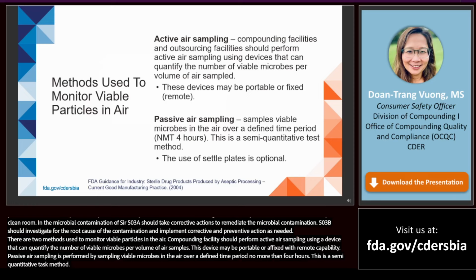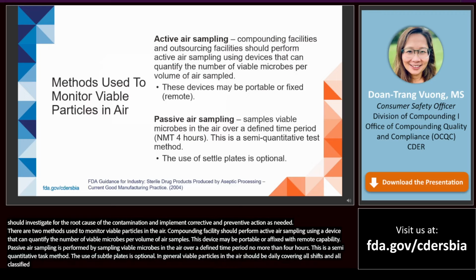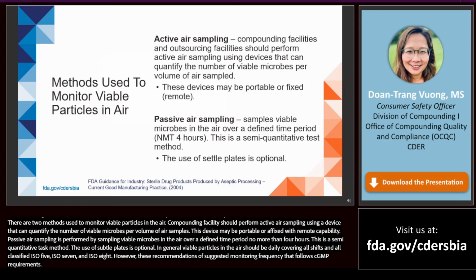In general, viable particles in the air should be monitored at least daily during production, covering all production shifts, and sampling locations should cover all classified rooms: ISO 5, ISO 7, and ISO 8. However, these recommendations are suggested monitoring frequencies for an outsourcing facility that follows CGMP requirements. How frequently monitoring should be performed differs for 503A and 503B facilities and should be commensurate with risk to product.